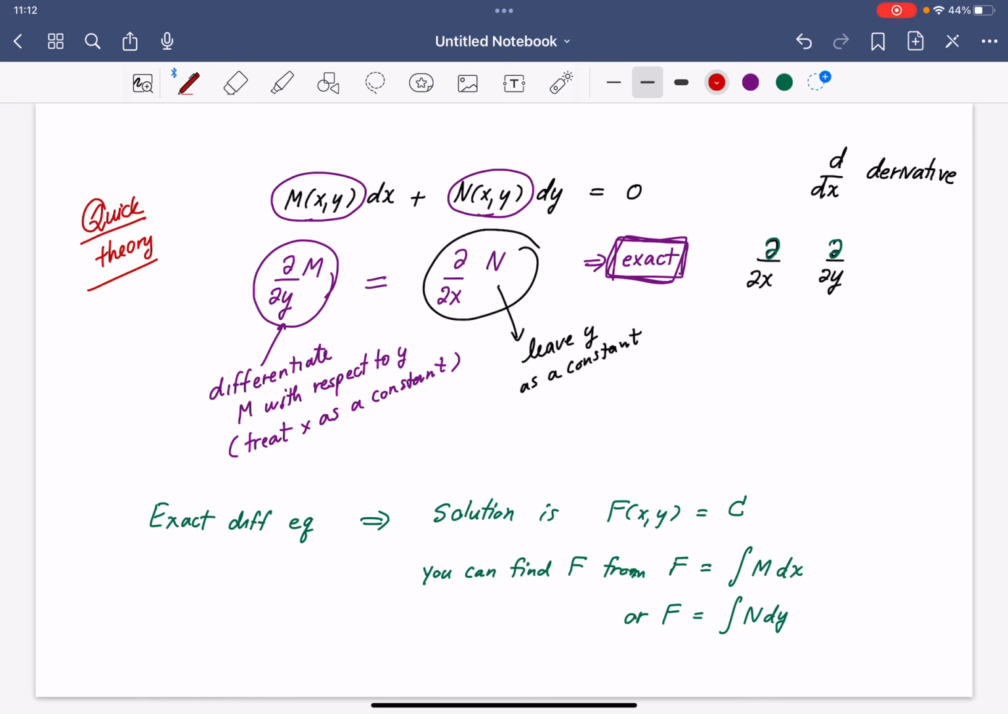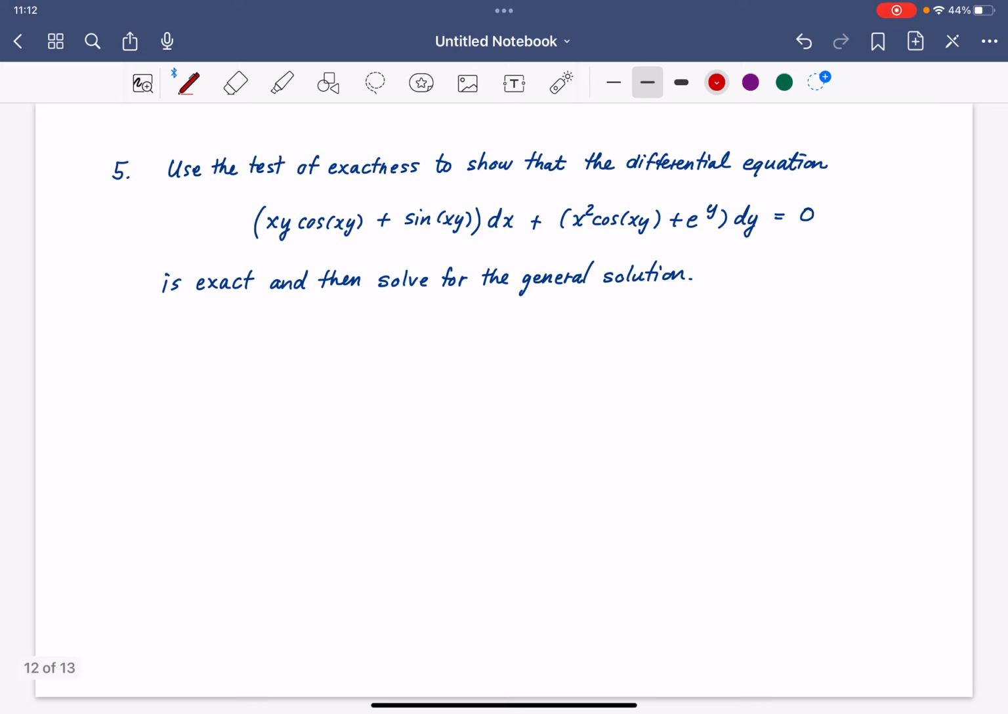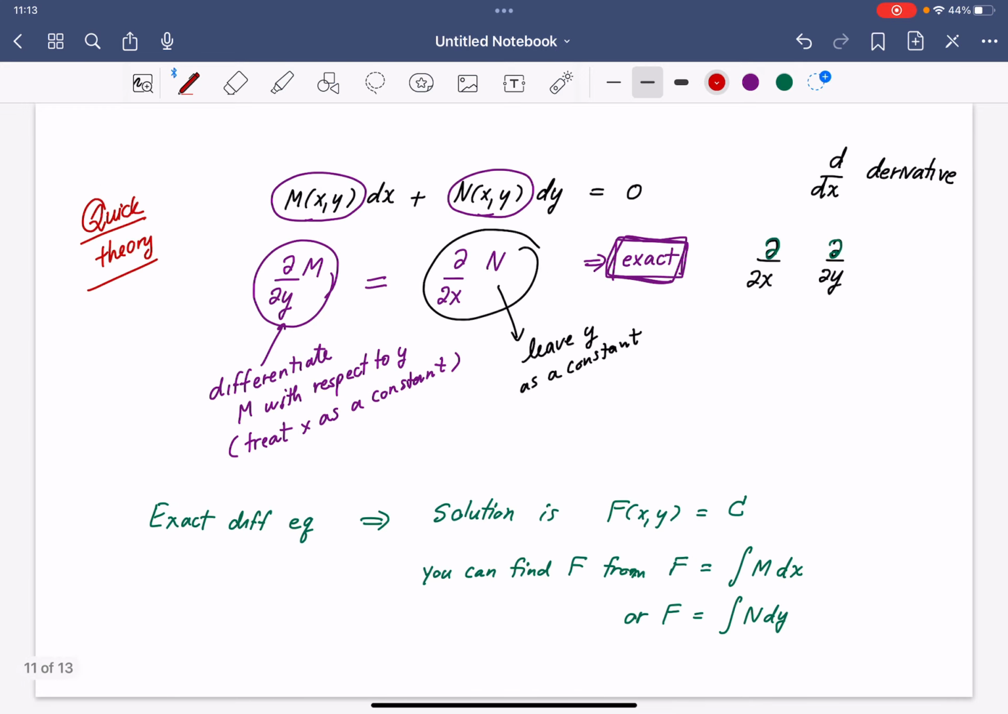Okay, so now let's do the example. Use the test of exactness to show that the differential equation here is exact and then solve for the general solution. So basically this is your M here, the one that I highlighted in green, and this is your N here. The theory says we just differentiate M with respect to y, and then differentiate N with respect to x, and then we hope that they are equal to each other.